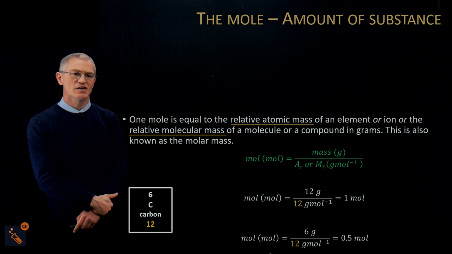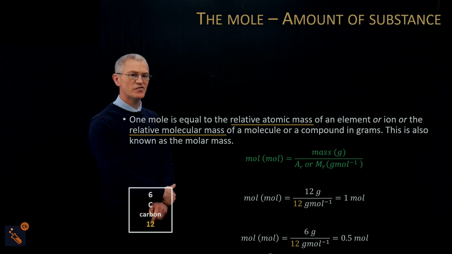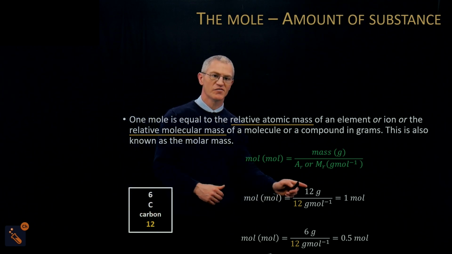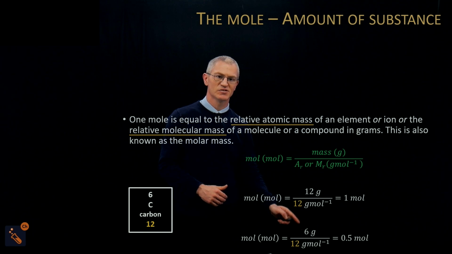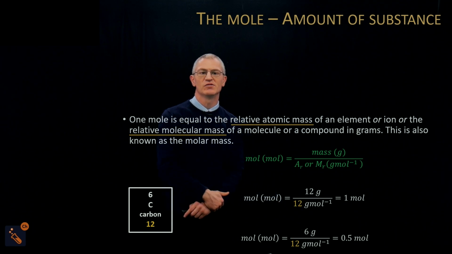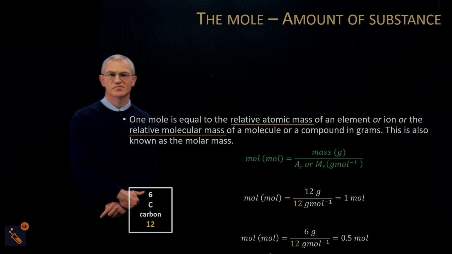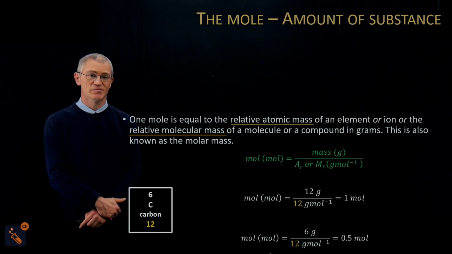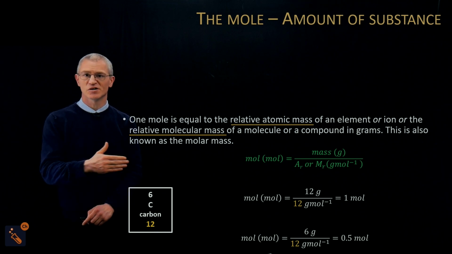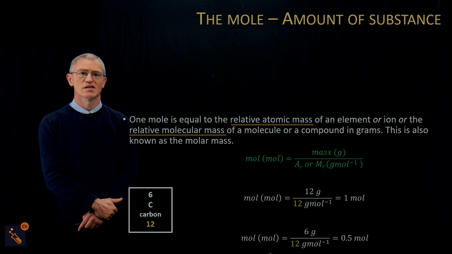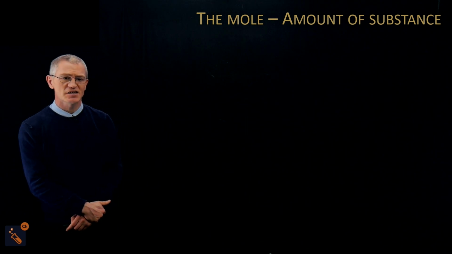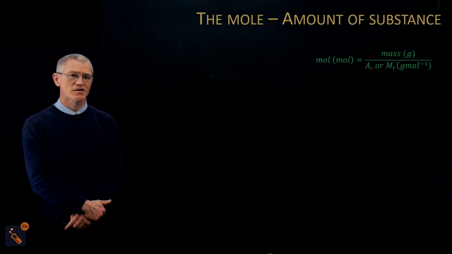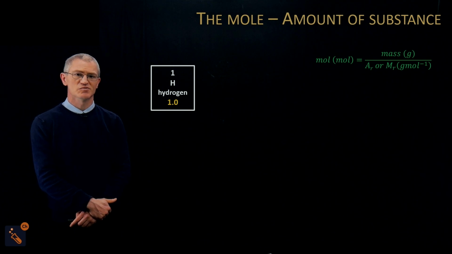Now, if we then looked at it and said, what will half a mole be? Well, that's half the mass, essentially. So 6 grams divided by 12, and that's half a mole of carbon. And you use this equation anytime you want to work out moles, or you want to work out molecular mass or mass by rearranging the equation.